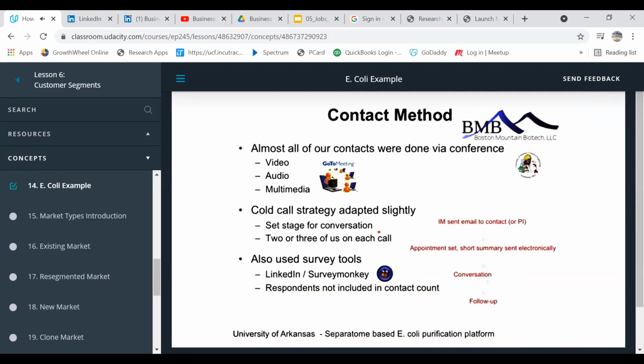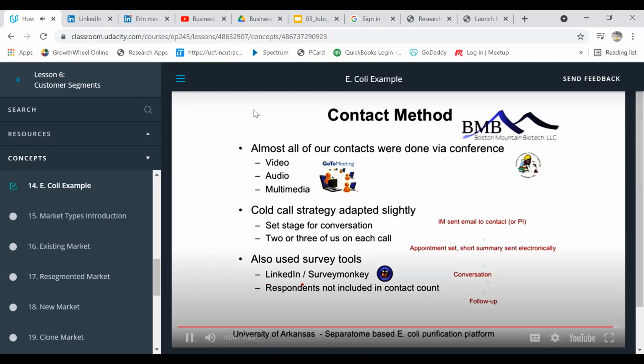And they had 2 or 3 of their team on the call. So they would send a message to contact. They'd set an appointment. They'd send out a short summary electronically. They'd have a conversation and follow-up. And they also used survey tools. They used LinkedIn and SurveyMonkey. But when we were counting how many contacts they made, we didn't actually count them in their progress.